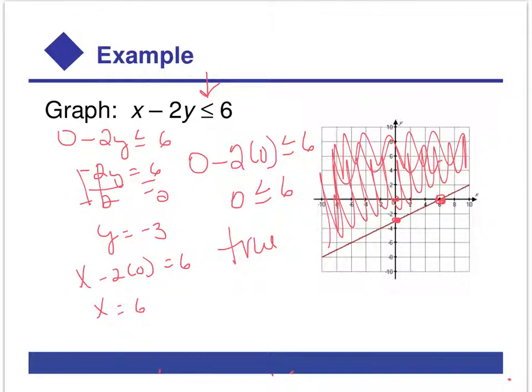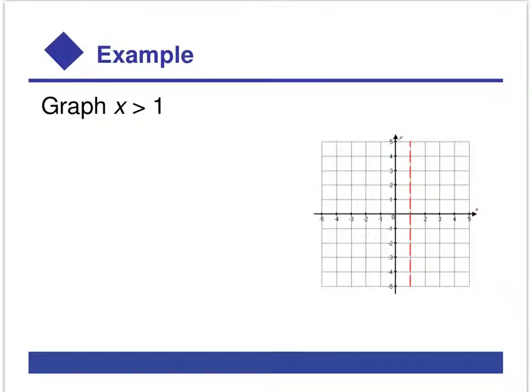Alright, let's look at this one. Notice that it is x is greater than 1. So it's a dashed line. And if you choose anything on the left or the right, you really don't have to choose. It just says to shade. Because x is greater than 1, you're going to shade everything on the right hand side to make that statement true.